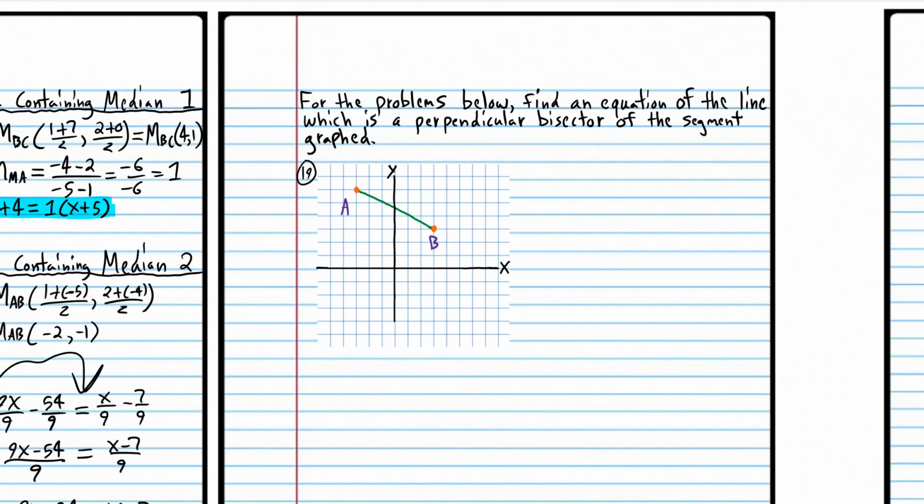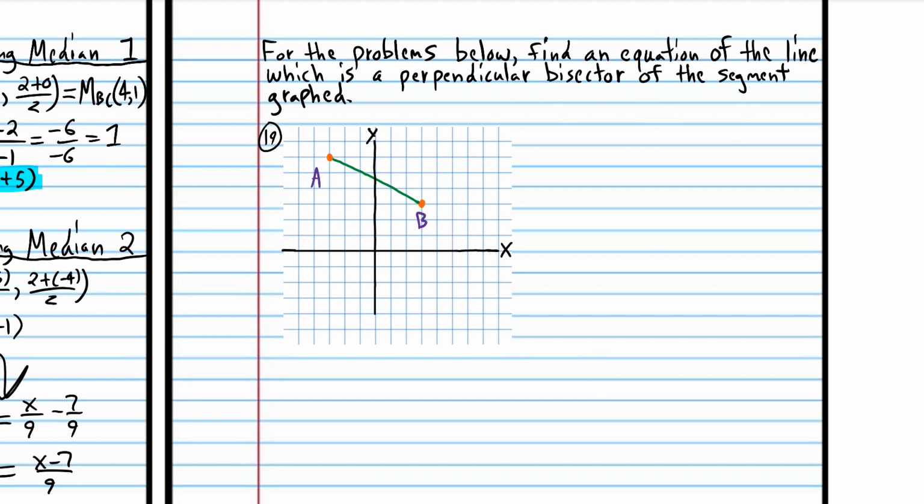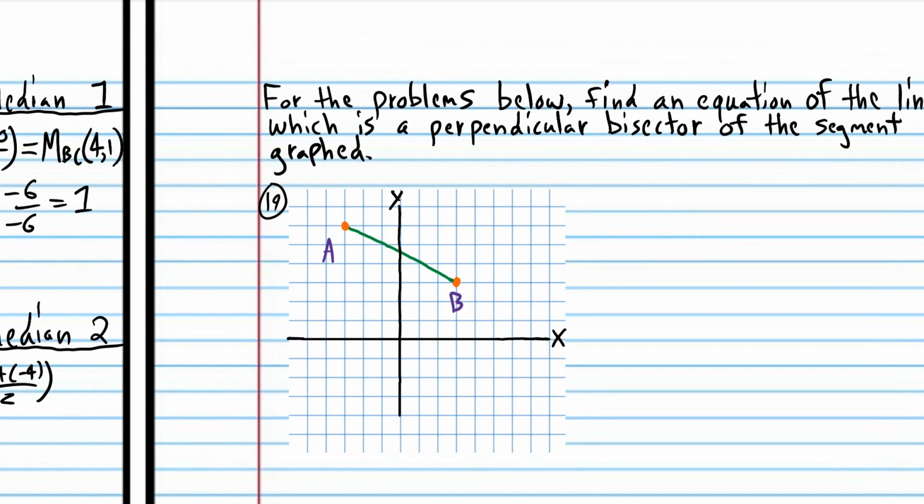All right. On to number 19. We're moving away from the centroid problems now, and we're going to circumcenter problems. But before we do circumcenter problems, we're going to have to do a few practice problems. It says here, for the problems below, find an equation of the line which is a perpendicular bisector of the segment graphed. So we want an equation of the line that is a perpendicular bisector.